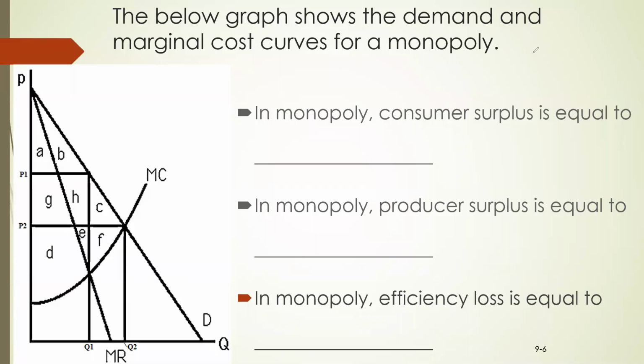Now let's look at the consumer surplus in monopoly. If it is monopoly, price is here and the quantity is here. That means the consumer surplus, above the price and below the demand curve, is A and B. As you can see, consumer surplus is falling because the price is increasing. Whereas producer surplus is below the price line and above the supply curve, which is represented by marginal cost here. Based on that, this is going to be D and E.